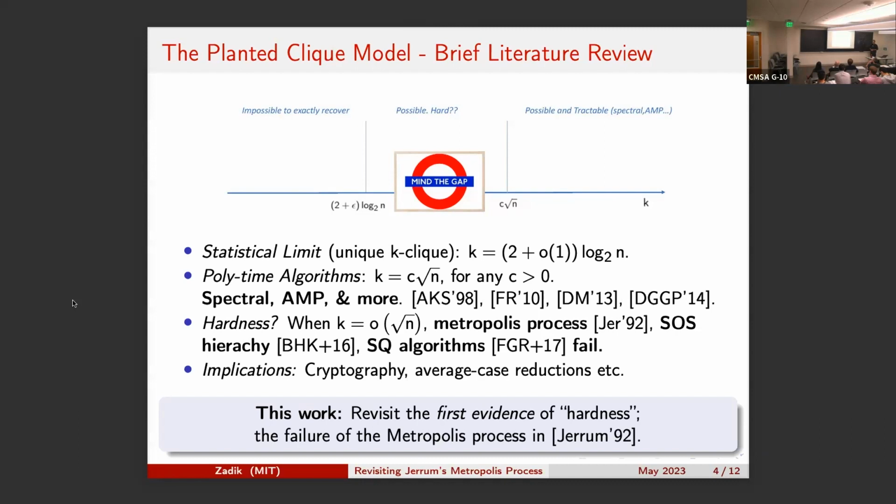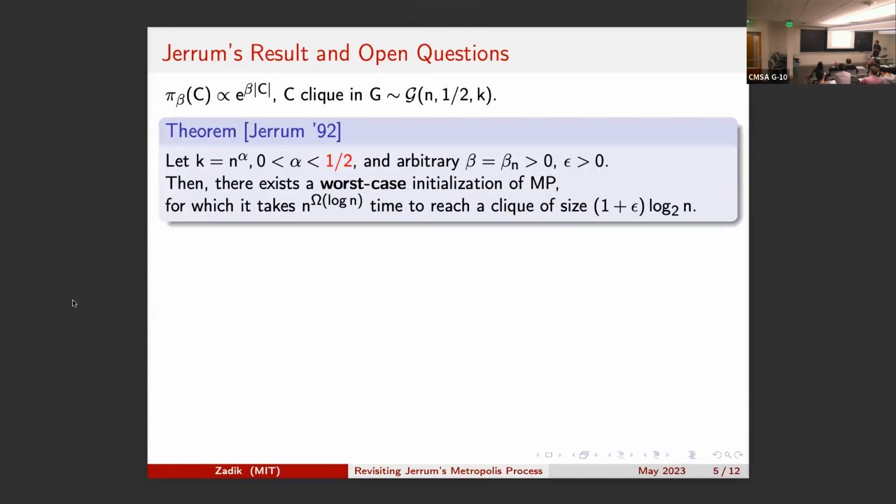And you may be thinking, why do we care to revisit the first evidence, the Jerrum Metropolis process? Everything seems to be making sense, right? I hope it will become apparent if we actually see the result. If you see the result that Jerrum proved, it will hopefully become apparent why you want to revisit this first evidence. Let's see what the mathematical statement is.